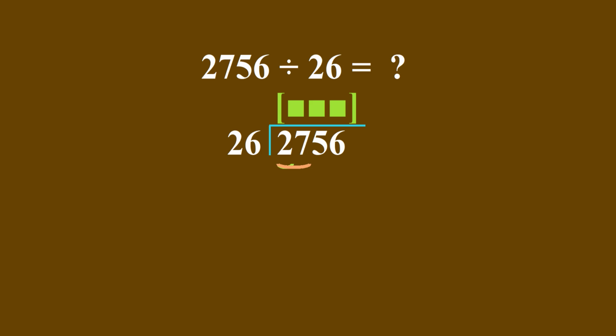How many 26 are in 27? The answer is 1. Now multiply 1 by 26, which gives us 26. Draw a line and subtract 27 minus 26, which leaves us with 1.